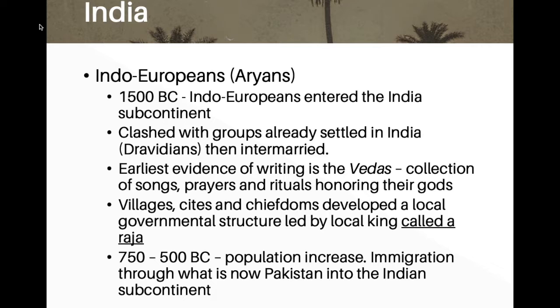Around 750 to 500 BC, there was a serious population increase in the Indian subcontinent. It really began to spread out into the Indian subcontinent. This is because of a big increase in immigration through the area, breaking through the mountains in Pakistan, and the people just really began to spread out.